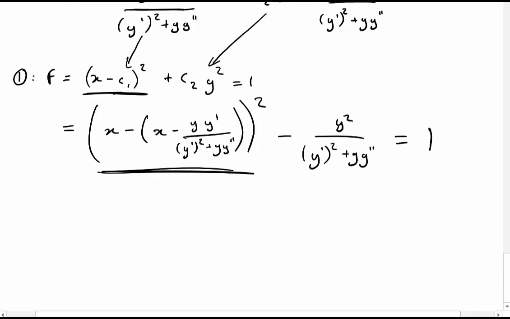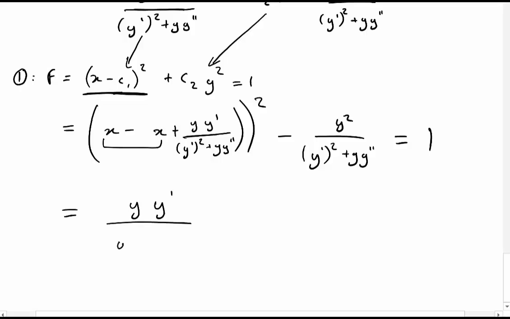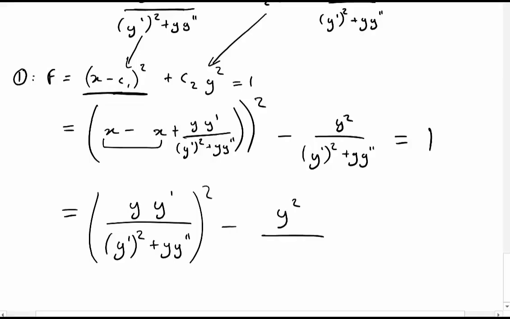Okay, so that's fine. Now I'm going to try and do a little bit of rearranging. If I multiply this minus through, this x and this minus x effectively just cancel out. So what do I end up with? Y dash over y dash all squared plus y double dash, and that's all squared, minus y squared over y dash all squared plus y double dash. Let's fit a little bracket in there. And that's all got to be equal to 1.